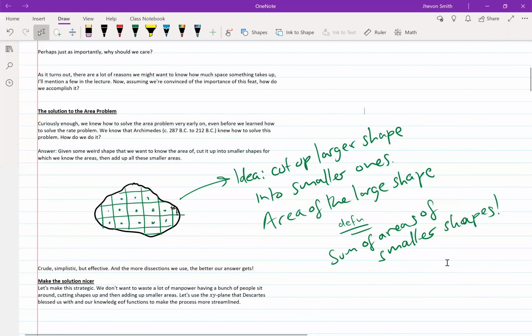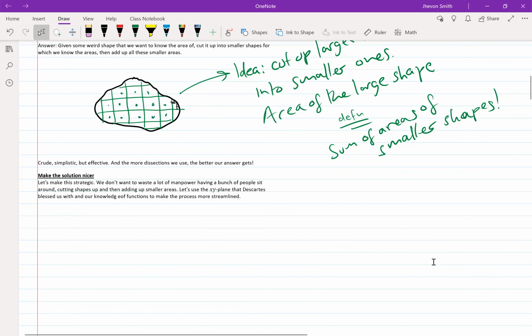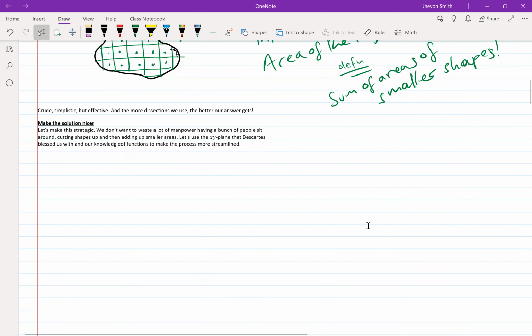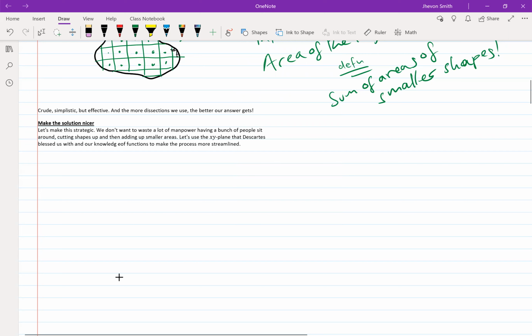We need a better way to get to the area problem, right? So how do we not have to waste the manpower to have a bunch of people sitting around counting up, adding up all these areas? How can we make it more streamlined? And the idea is, well, let's use the math. We've developed all this theory about functions, and we have the XY plane, which was so graciously given to us by Descartes.